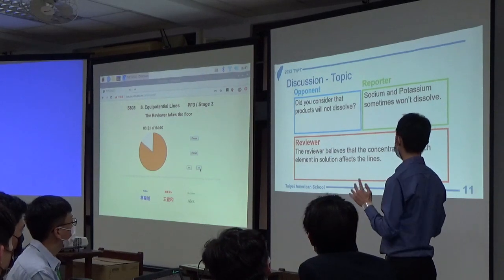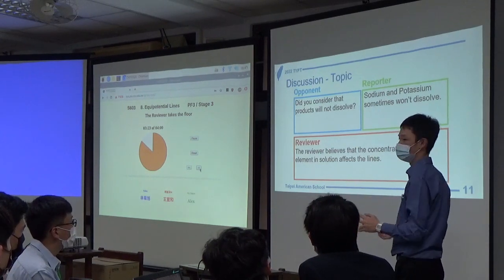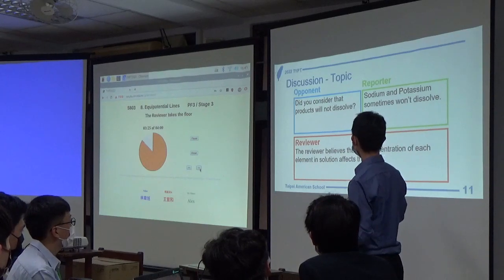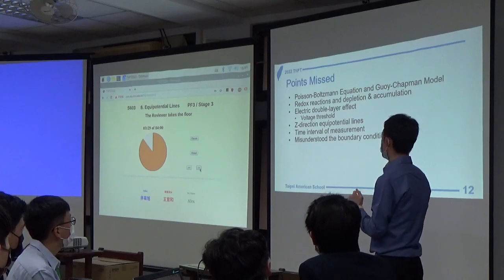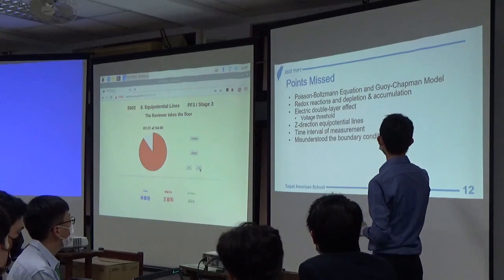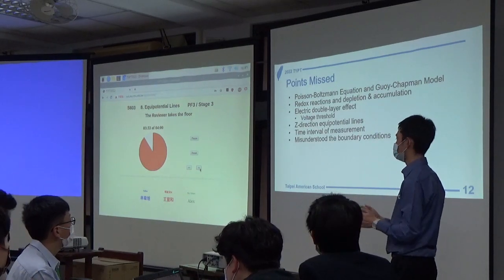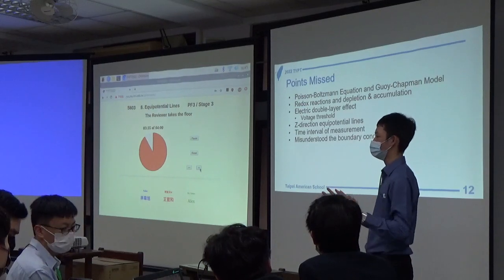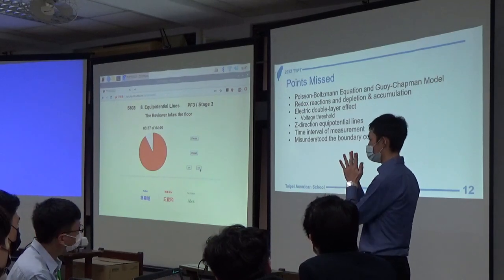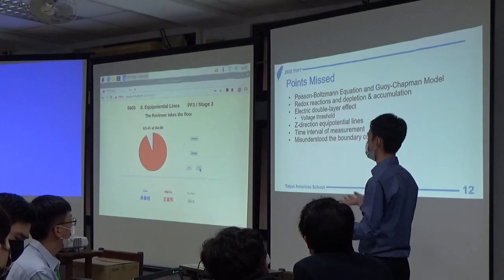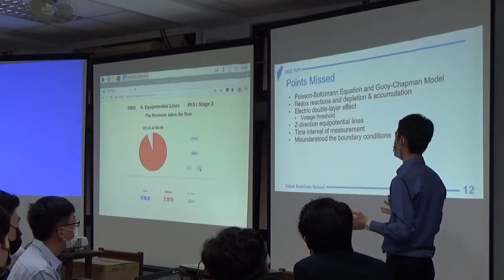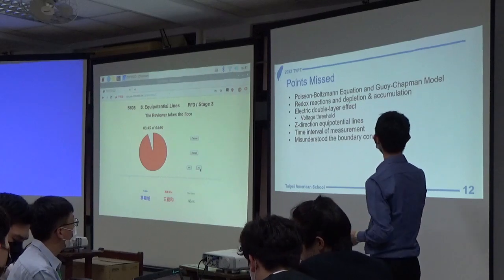The reviewer believes that the concentration of each element in solution will affect the shape of the lines. And, yeah, no, sorry. The reporter missed the Poisson-Boltzmann equation and the Gouy-Chapman model. They sound like really complicated terms, but actually in the field of equipotential lines, they have been around for 100 years. I don't know why you would create your own theory when there is already one existing. You might as well reinvent all of your variables.